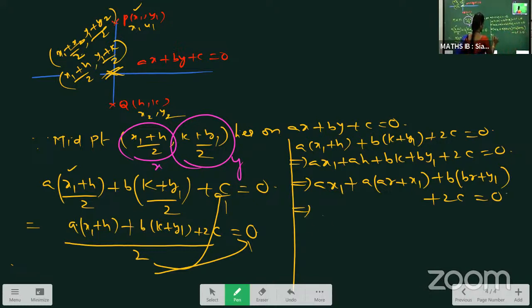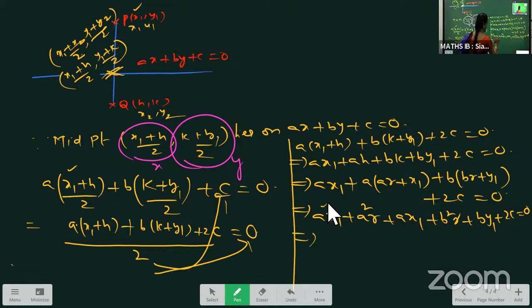Now multiply this. Ax1 plus a square r plus ax1 plus b square r plus by1 plus 2c is equal to 0. Now, ax1 plus ax1, 2ax1, and next by1 plus by1, 2by1 will be there. So here, r you take as the common.